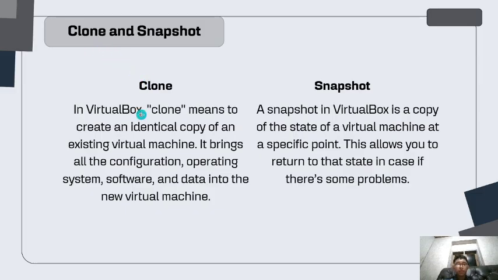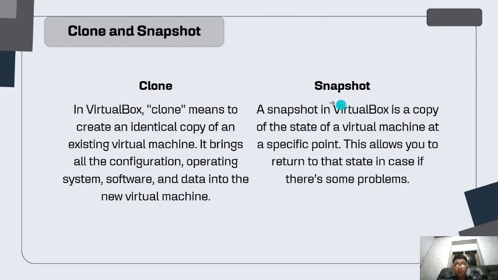Clone in VirtualBox means to create an identical copy of an existing virtual machine, and it brings all the configuration, operating system, software, and data into the new virtual machine. So for the conclusion, it has a function to make the exact same copy of the virtual machine, with the exact same configuration, operating system, software, and data.